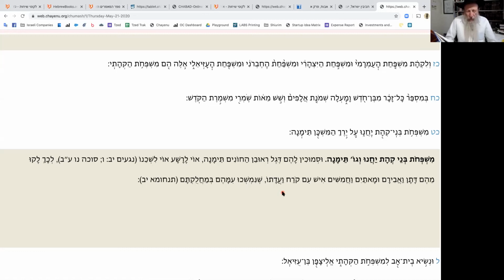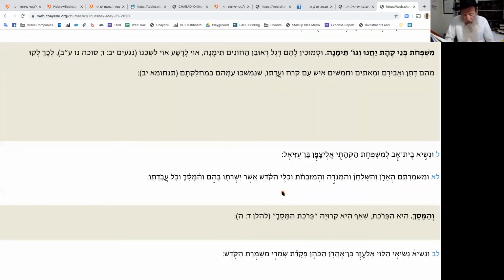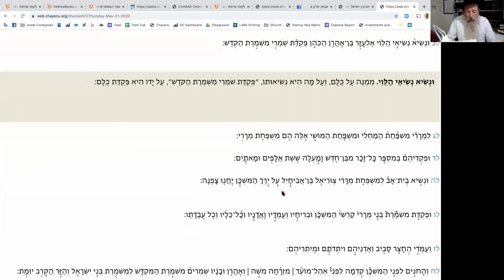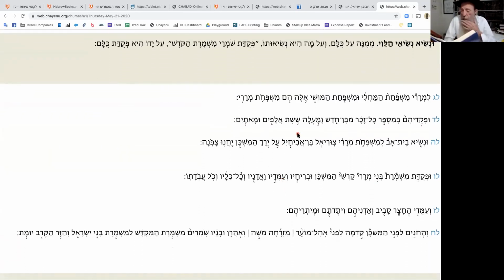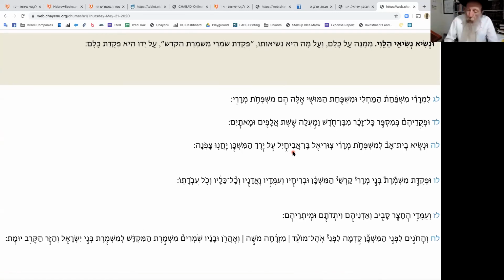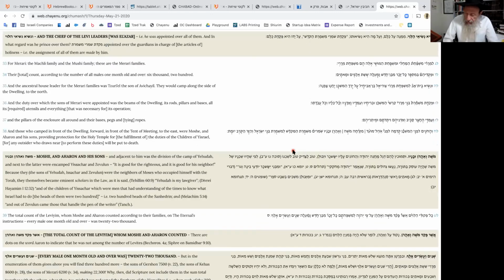These are the members of the family of Merari. We're now on sentence Lamed Dalid. How many were there? 6,200. Who was their leader? Mishpachat was Tzuriel ben Avichayel. And where did they camp? They camped on the north part, or if you were going into the right side. What did they take? Pekudat Mishmeret, this is Lamed Vav.